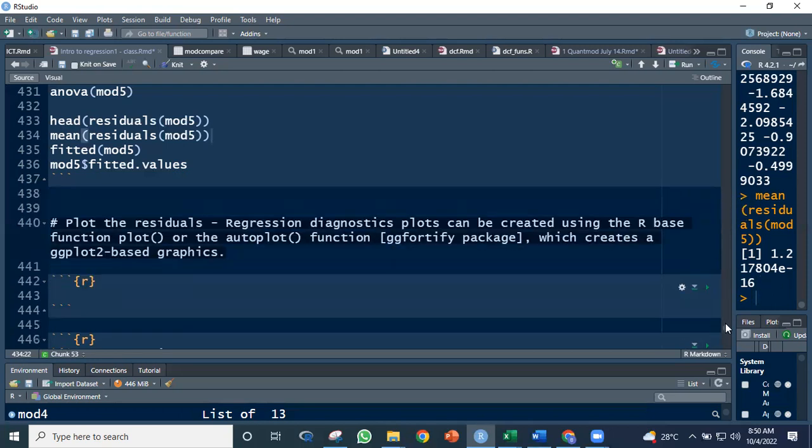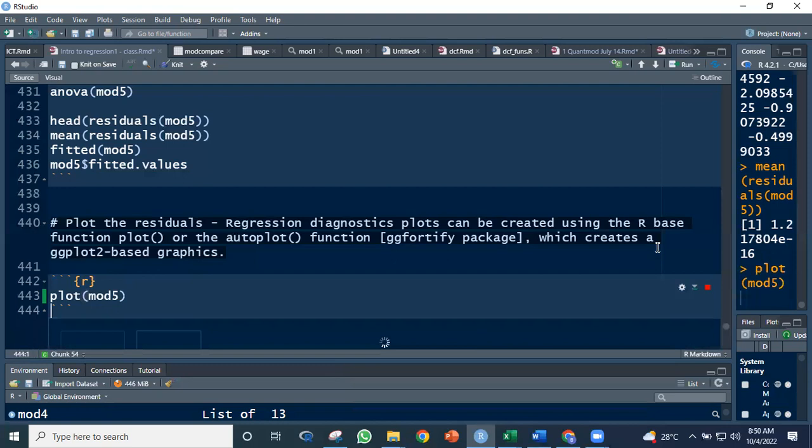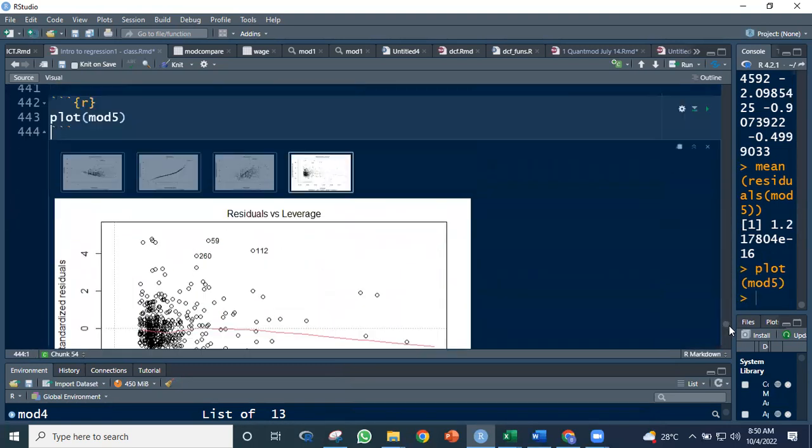All right, okay. Let's go here first. Let's plot the residuals. We can use the plot function. So let's use the plot function first. Plot, then mod 5. This basic command will give us, not the autoplot, no? Okay. All right. So we are given several plots here.